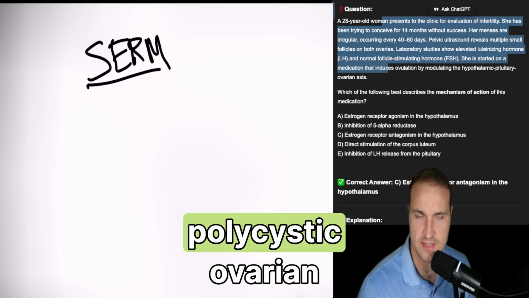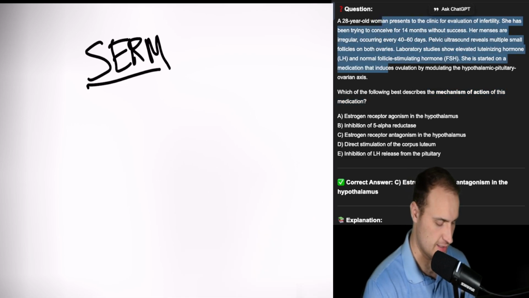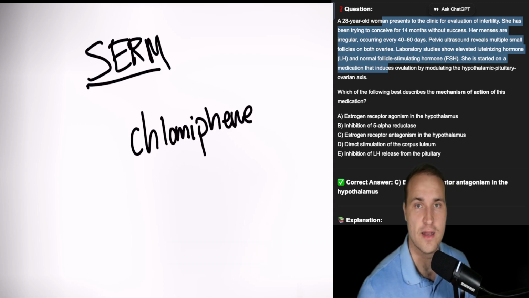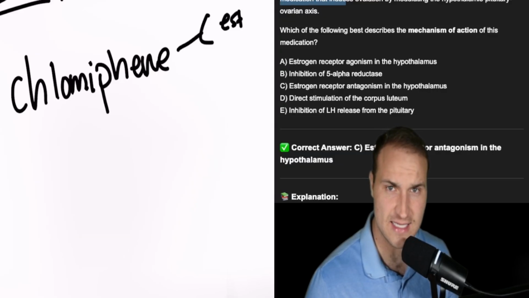So it sounds like she has polycystic ovarian syndrome. And before we get into this, I want to talk about clomiphene. Now, this binds to estrogen receptors in the hypothalamus and the pituitary, and it blocks estrogen's negative feedback.